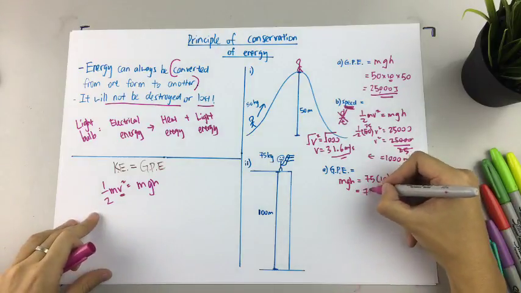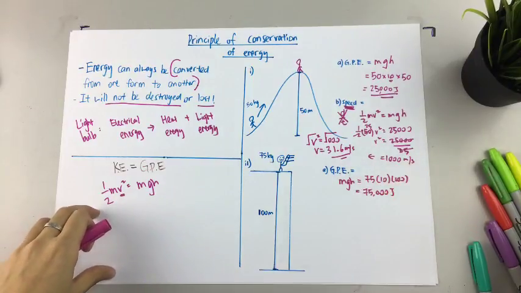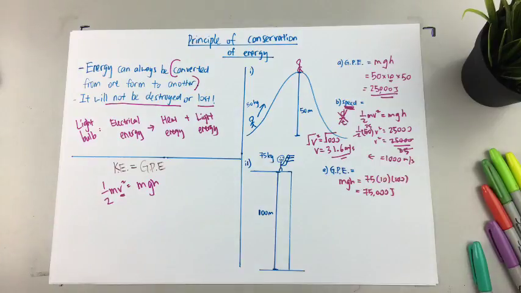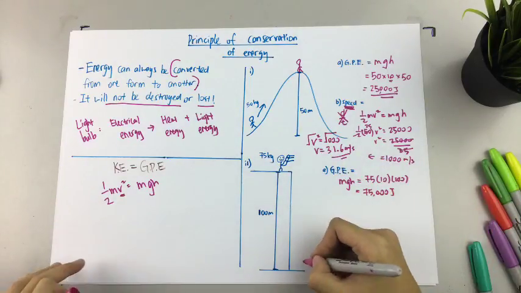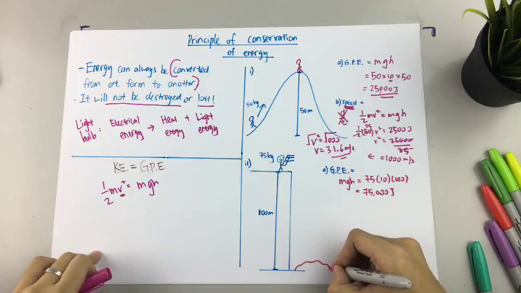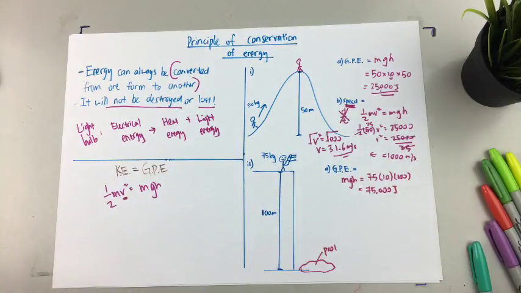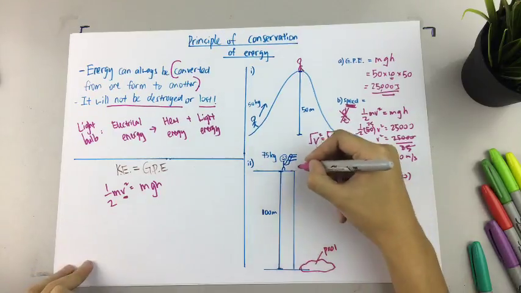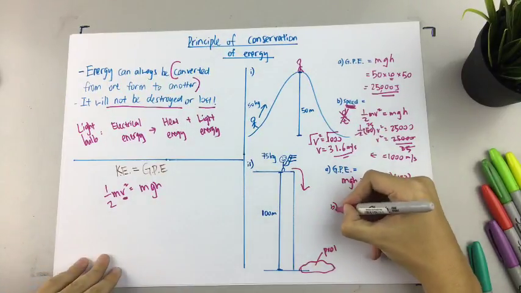So 75,000 joules. Let's say this person is looking at the view, very nice. Then suddenly he sees downstairs, maybe something like a pool. Oh, he feels very hot, wants to swim. So what will he do? He will jump down. When he jumped down, then the question suddenly asks you, what's your speed?